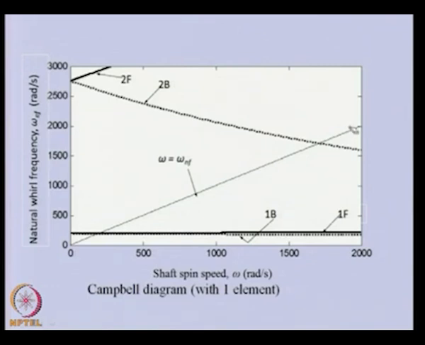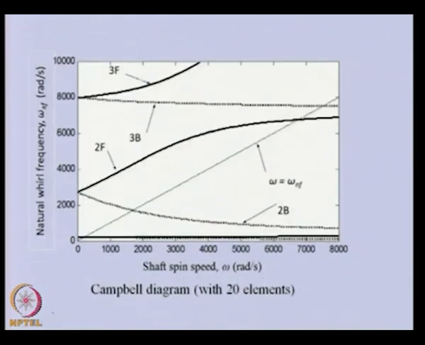This phenomenon we have already seen while discussing the gyroscopic couple, that the second forward critical speed is not feasible for the discrete system. But the same thing, if we obtain for more number of elements, because we can divide the shaft into more number of elements, we can get the natural frequencies more accurately. So, this lower one is corresponding to the first forward and backward whirl. This is corresponding to the second one.